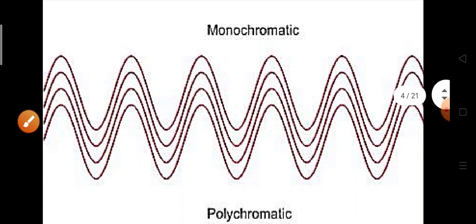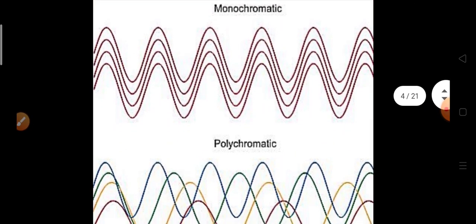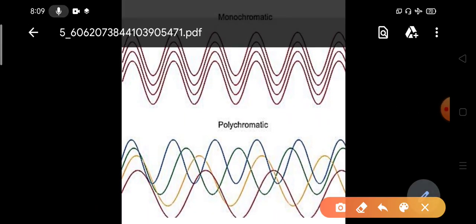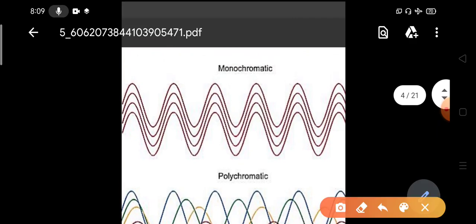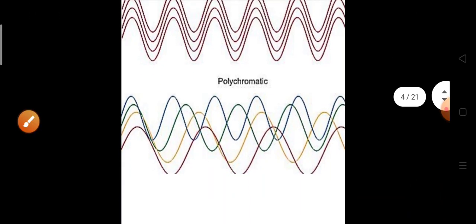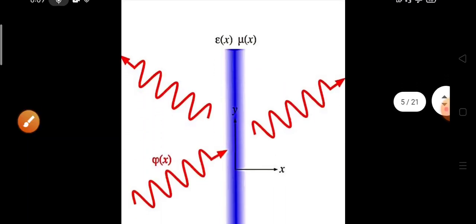Now I want to add something: what is the difference between monochromatic and polychromatic waves. Look here, monochromatic and coherent light. Coherent means they have a constant phase difference between the waves, and the phase difference here is zero. But here, this is polychromatic light. There are multiple frequencies, one for blue, another for green, another for yellow, another for red.